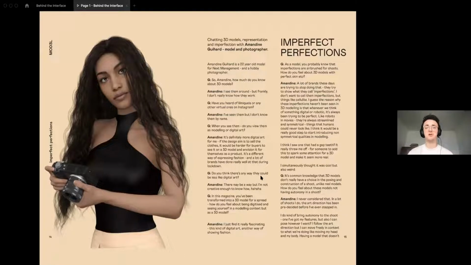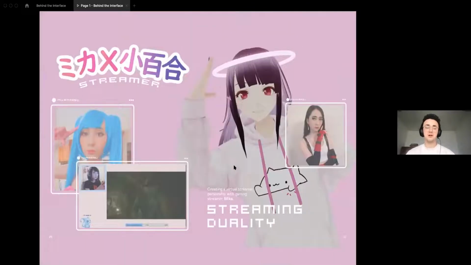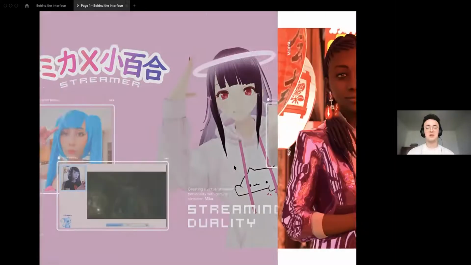For example, working with a good friend of mine who's a professional model for Next Management, digitizing her on the cover and talking about what it's like to work with a 3D model and how she feels about being seen as one, as well as going straight in another direction, working with an American streamer known as Mika Marzu, in which I created a stylized virtual YouTuber model, which is quite interesting.